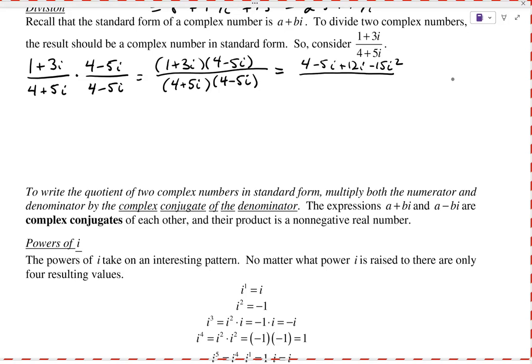So far, so good? All right, what do you get when you multiply out the denominator? 16 minus 20i plus 21 minus 25i squared. The 4 times the 4 gives you the 16. 4 times negative 5i gives you negative 20i. 5i times 4 gives you plus 20i. Positive 5i times negative 5i will give you minus 25i squared.